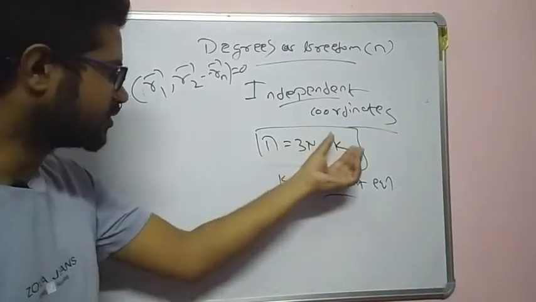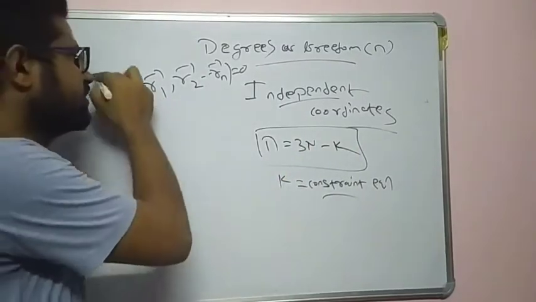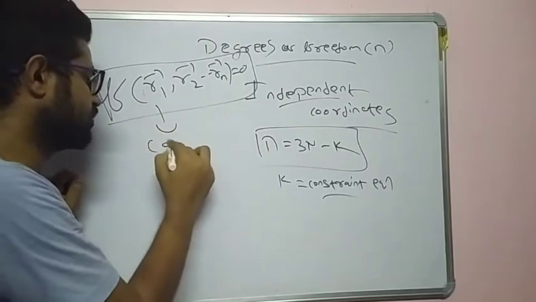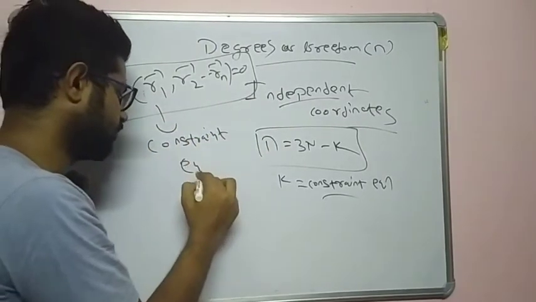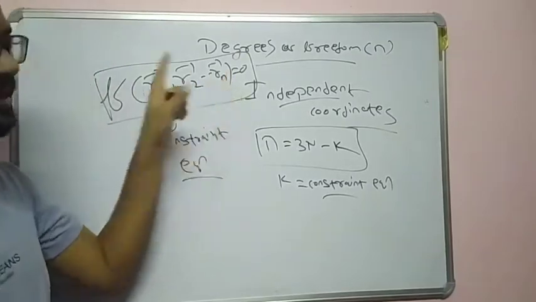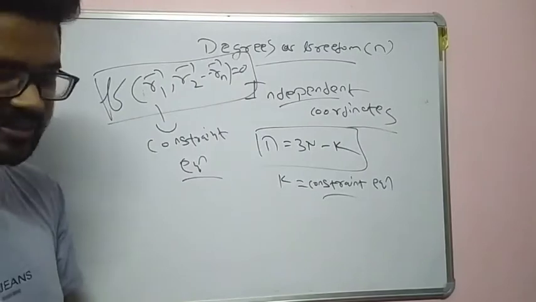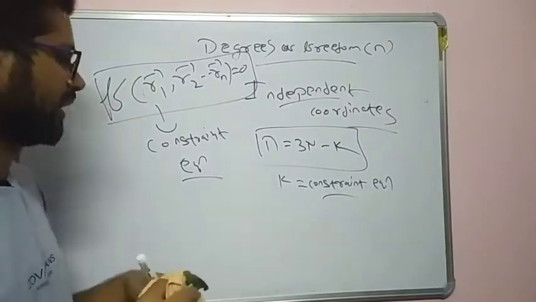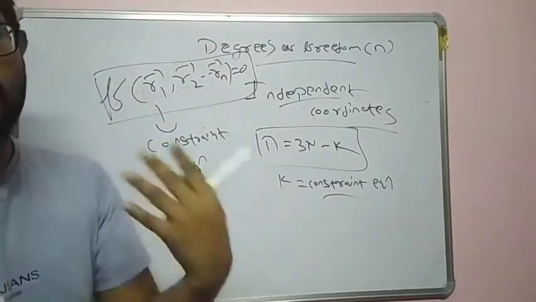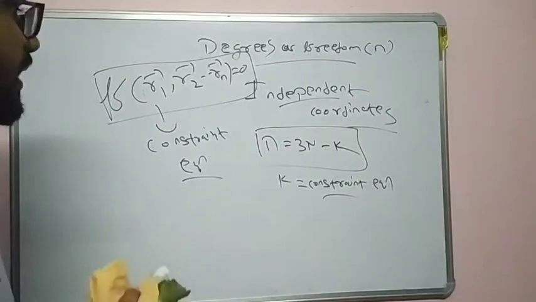So n is equal to 3N minus k, where k is the constraint equation. Why is it called an equation? Because it has an equal sign. It has an LHS and an RHS, and it obeys the equality principle, while non-holonomic constraints obey an inequality principle. So n is equal to 3N minus k.